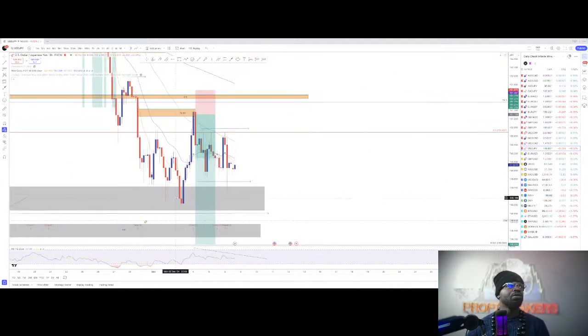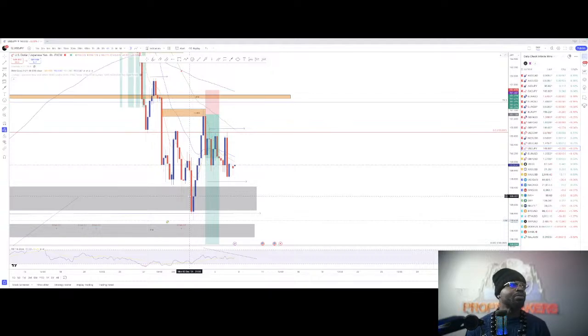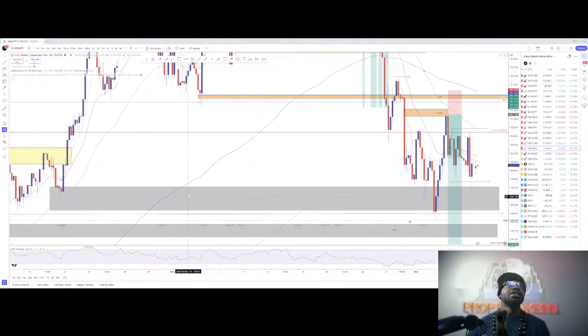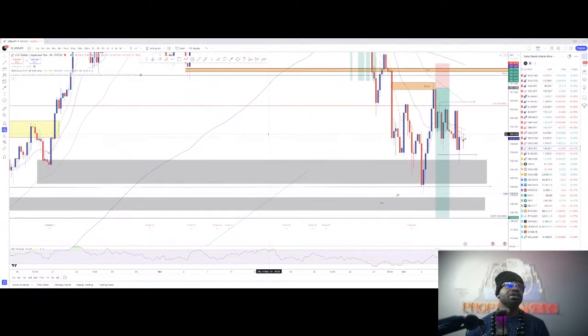So there's a low right here on the 3 hour and the 4 hour that has not been retested yet. So we want to watch this area because we could get a pullback or a bounce right here.